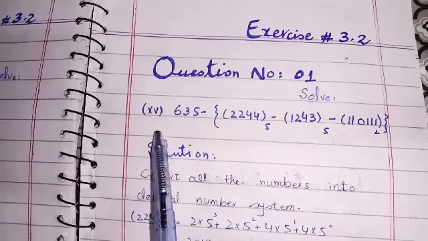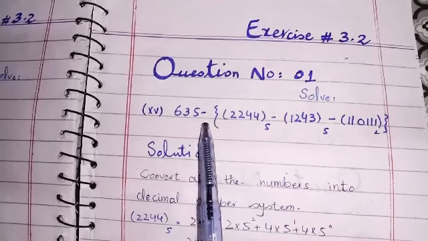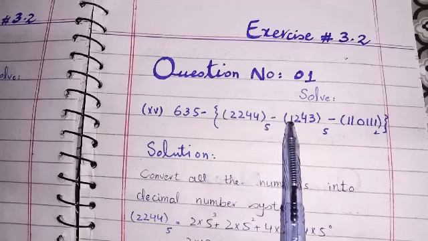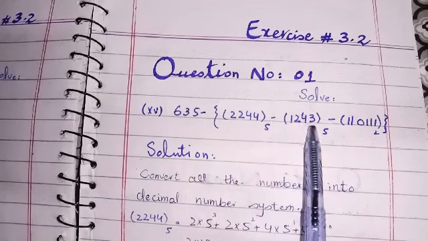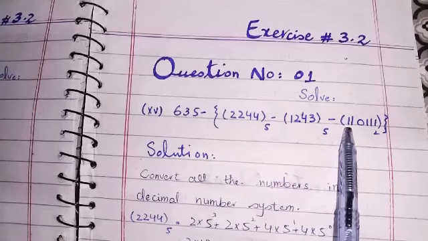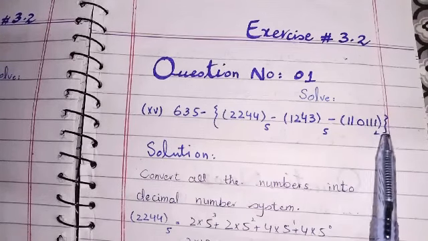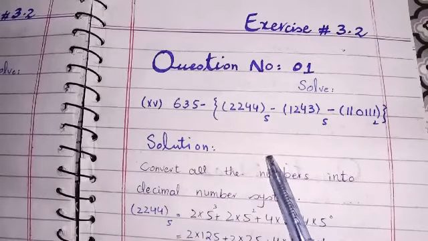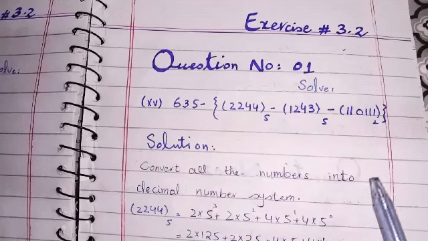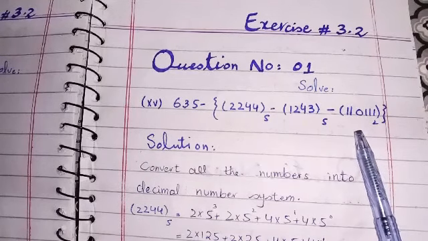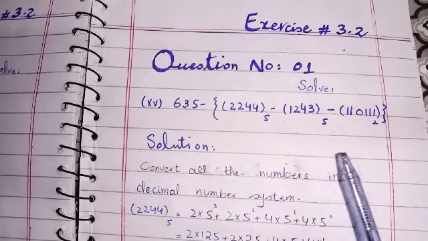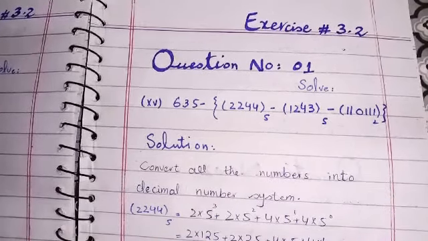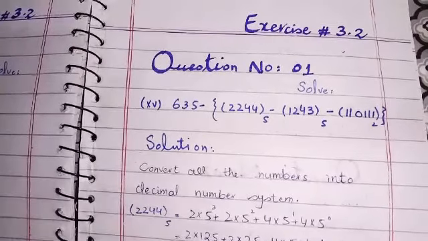As you can see, here is our part 15. 635 minus curly bracket, in bracket we have 2244 with base 5, minus in bracket we have 1243 with base 5, minus in bracket we have 110111 with base 2, curly bracket. Friends, as you can see, in the question we have different bases given to us. Firstly, we will convert these base numbers into decimal numbers. Then we will perform the respective functions which they gave to us. Now students, let's start our solution.